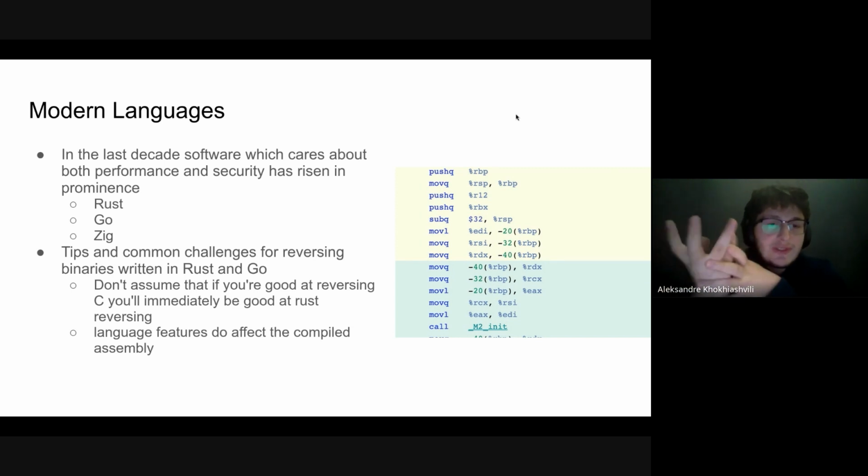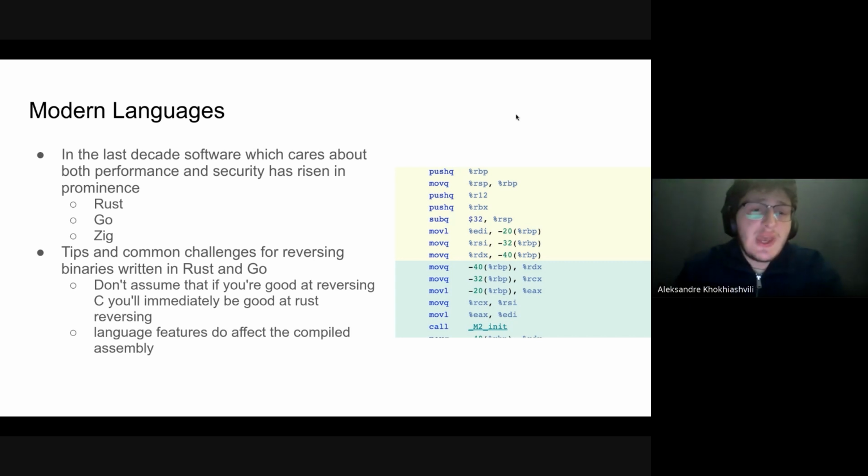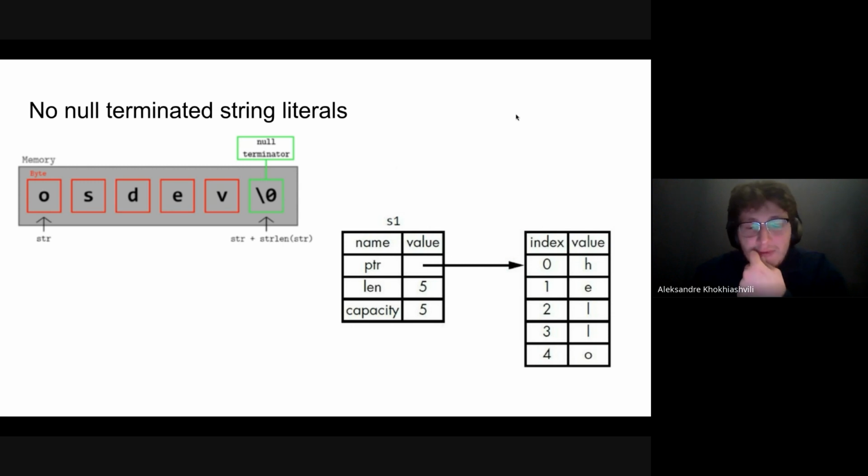So one thing that I want to say is don't just assume that if you're good at reversing C, you'll be immediately good at reversing Rust or Go. There is a learning process to reversing a new language, just like there is a learning process for just using the language. So I want to talk about some common challenges and how to get around them when reversing binaries written in such languages. The first one, which most people meet and which is not super complicated, is that these new languages generally avoid using null terminated strings.